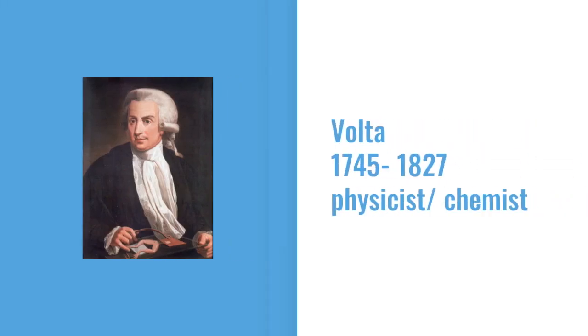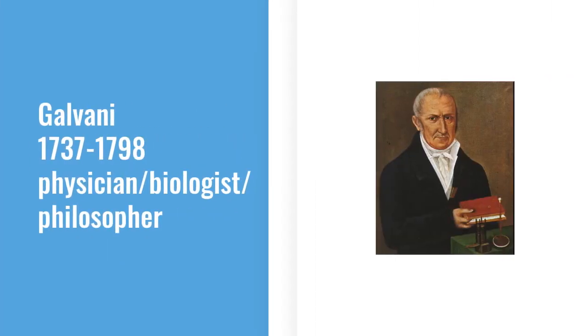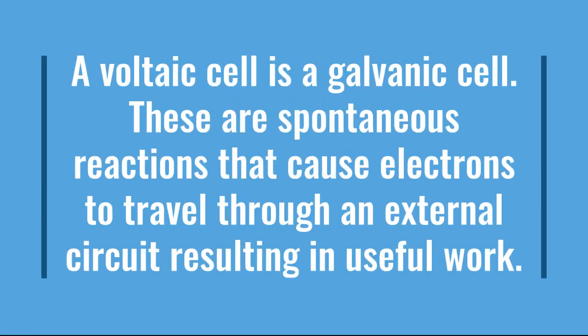Alessandro Giuseppe Antonio Anastasia Volta was a physicist and a chemist who lived from 1745 to 1827, and he is credited with discovering or creating the first electric battery. Luigi Galvani, who lived from 1737 to 1798, was a physician, biologist, and a philosopher who studied animal electricity and used electric current to make dead frogs' legs jump. A voltaic cell is a galvanic cell. These names honor both scientists.